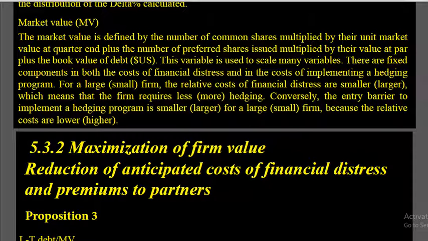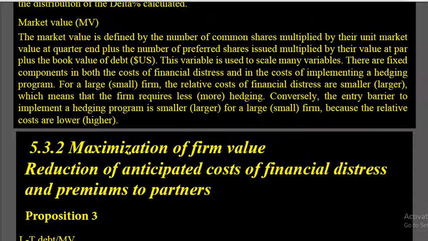This variable is used to scale many variables, because we have the leverage ratio. It's long-term debt divided by market value, but market value is common shares multiplied by the unit market value at quarter end, plus the number of preferred shares issued multiplied by their value at par, plus the book value of debt. So this is nothing else than the value of the firm, or the value of assets of the firm, like equity plus debt in the balance sheet. This is the total sum. This variable is used to scale many variables. There are fixed components in both the costs of financial distress and in the costs of implementing a hedging program.